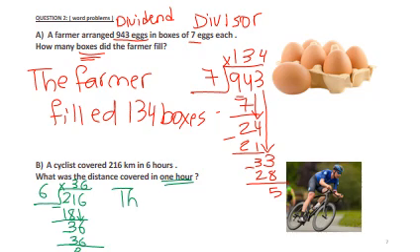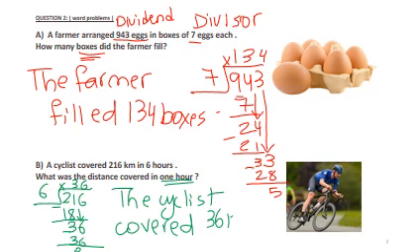So the cyclist covered 36 kilometers in 1 hour. That's it.